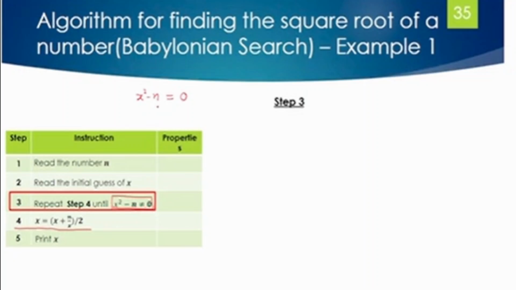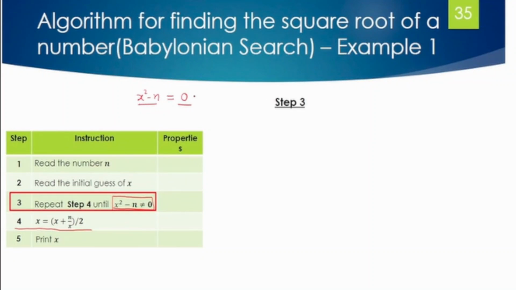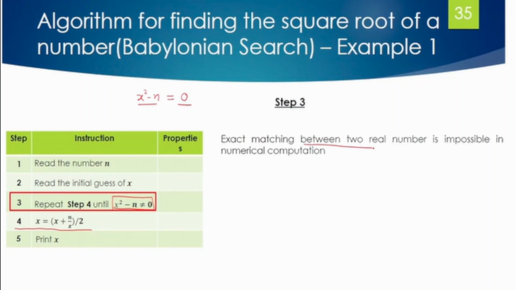Now if you see here, we are actually comparing two real numbers for equality here. This is one real number, this is another one. We are actually matching, right? Finding the exact match between these two numbers. Unfortunately, exact matching between two real numbers is impossible in numerical computation. Now let us try to understand why it is so.